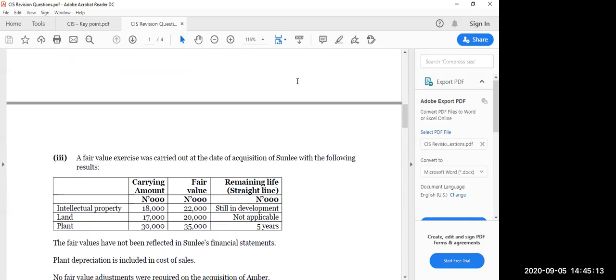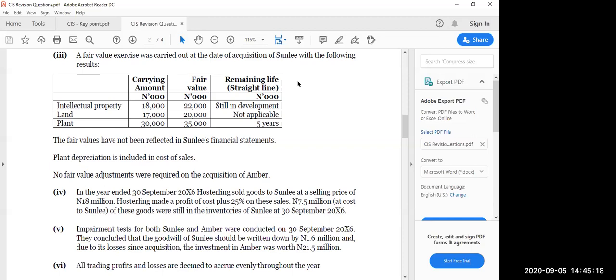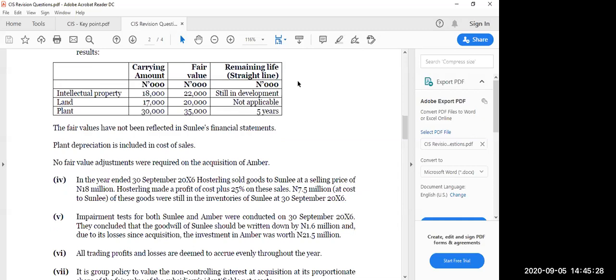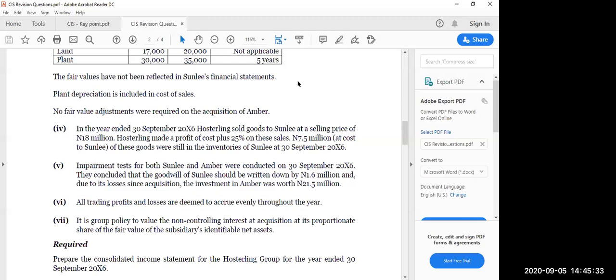Three, a fair value exercise was carried out at the date of acquisition of Sunli with the following result. Again, all figures are assumed correct. The fair values have not been reflected in Sunli's financial statements. Plant depreciation is included in cost of sales. No fair value adjustments were required on the acquisition of Amber. Additional information.